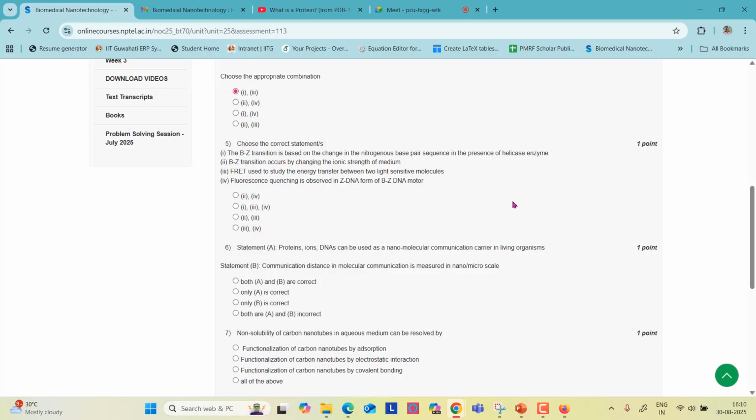The BZ transition is based on the change in the nitrogenous base pair sequence in the presence of helicase enzyme. BZ transition occurs by changing the ionic strength of medium. FRET used to study the energy transfer between two light-sensitive molecules. Fluorescence quenching is observed in Z-DNA form of BZ DNA motor. Okay, so which statement is correct? You said, na? So, what is your answer?